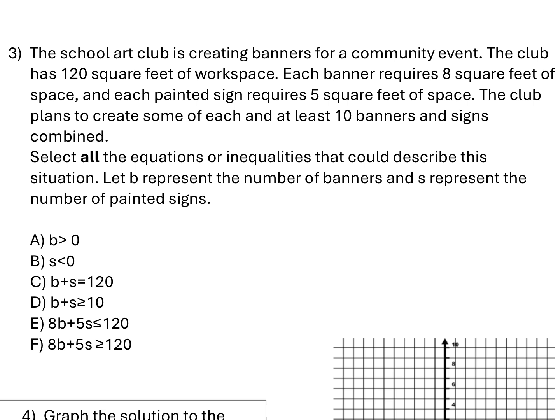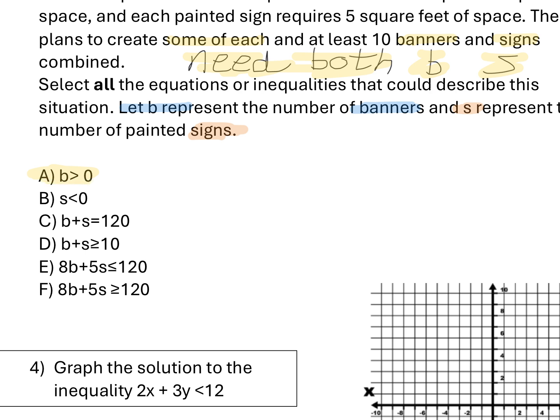I'm going to start first by noticing that B needs to represent the number of banners and that S represents the number of signs. The first thing I notice is that the club plans to create some of each, banners and signs. So we need both banners and signs. Because of that, A will be a correct answer.